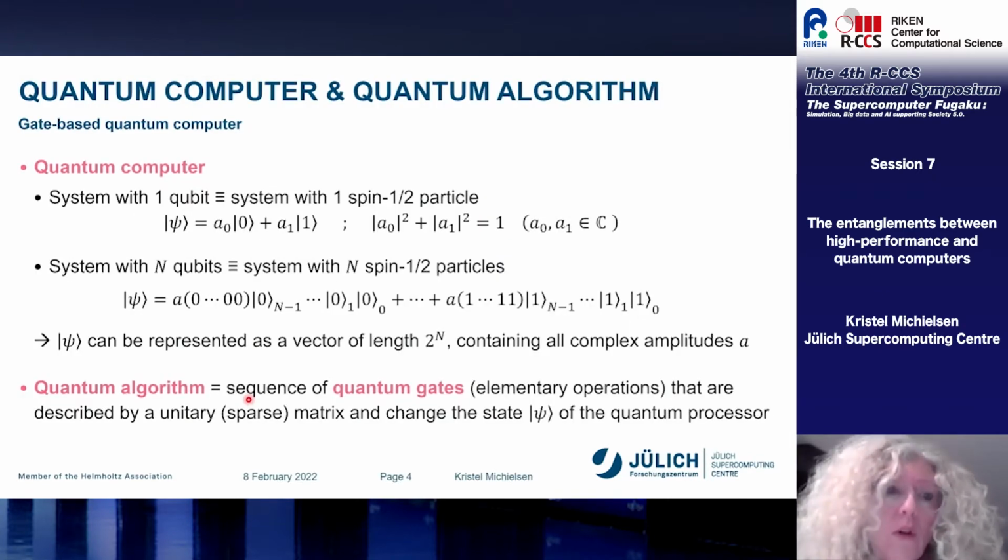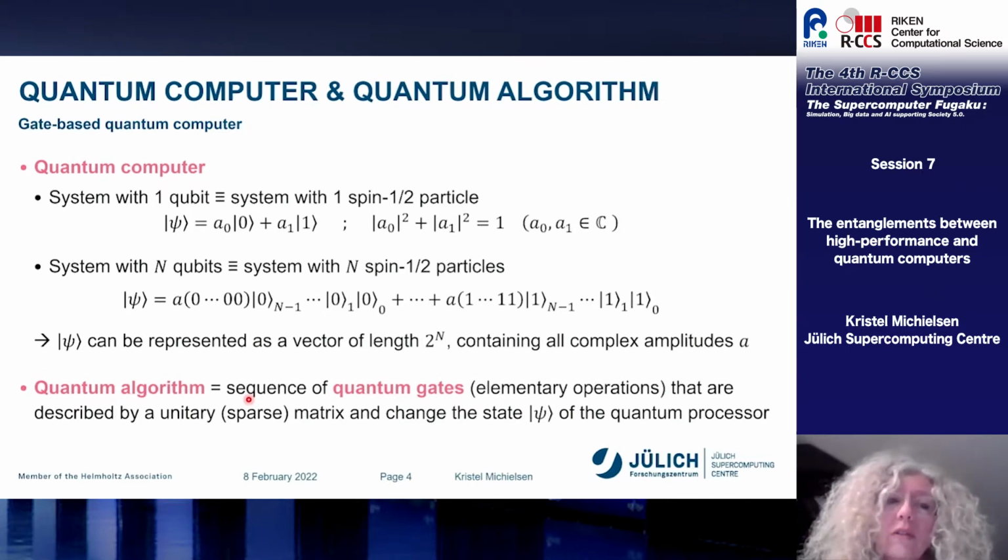As you all know, if you have a system with 1 qubit, then the wave function of this quantum system can be written as this superposition, where the amplitudes A0 and A1 are complex numbers which satisfy this condition here. We can then extend this to a system with n spin 1/2 particles, which describes an n qubit quantum computer, and then we have this wave function here. So this can be represented as a vector of length 2 to the power n, and this vector contains all these complex amplitudes A.